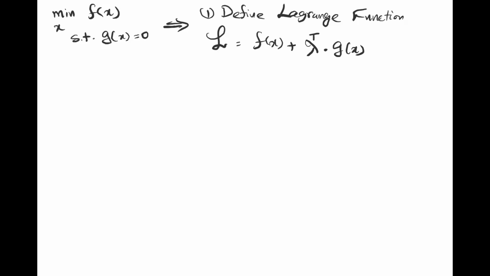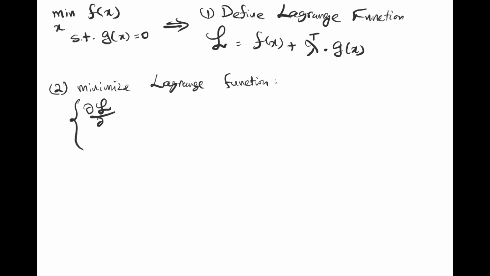So after we define the Lagrange function, we want to minimize the Lagrange function. In order to minimize the Lagrange function, we simply find its derivative with respect to x and put it equal to 0. We find its derivative with respect to lambda and put it equal to 0. So let's see what's the answer to each of them.